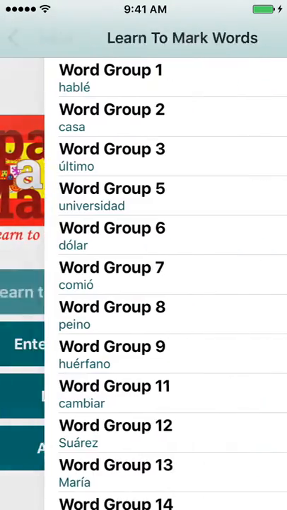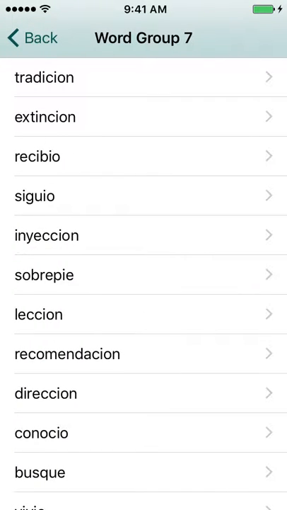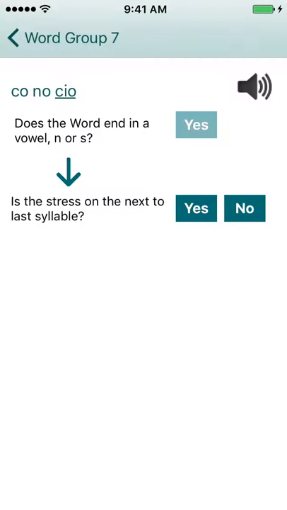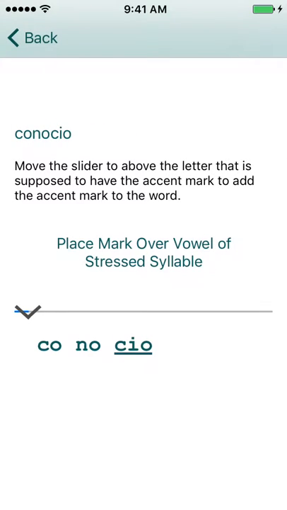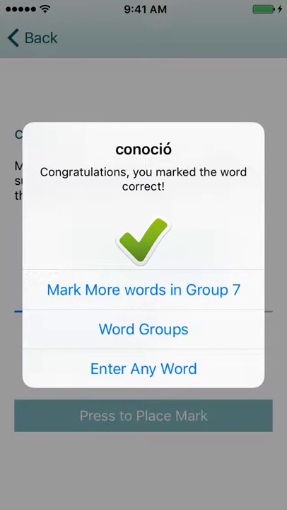Let's take a look one more time at words in word group 7. We'll just pick one. There's your verb, a verb that's conjugated for you, conoció. And this word does end in a vowel, N, or an S, and the stress is not on the next to last syllable. It's on the last syllable. There are the two vowels for you again. And there is an accent mark, and we're going to place it over that lower vowel. And you can go study that lesson screen, and it'll tell you, yes, you did process that word correctly.